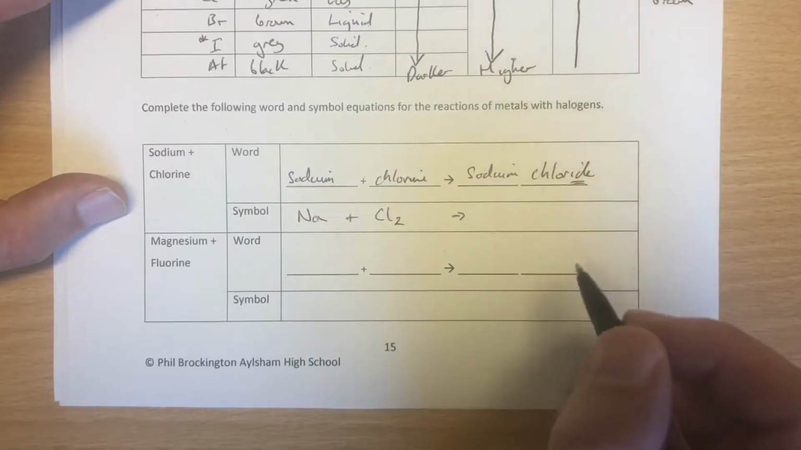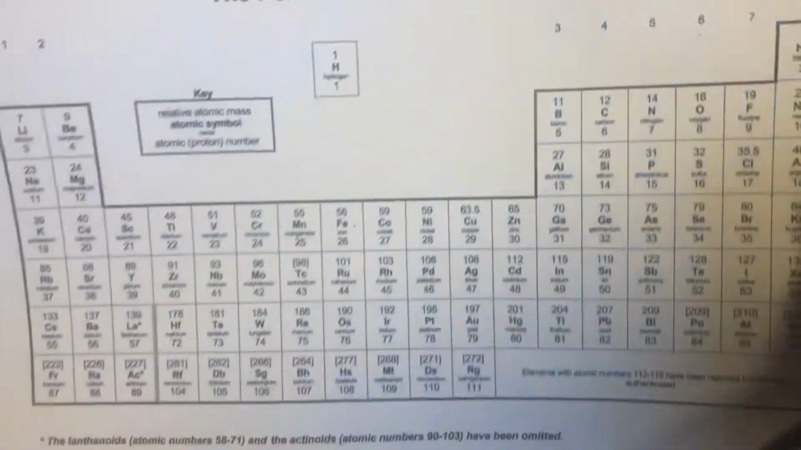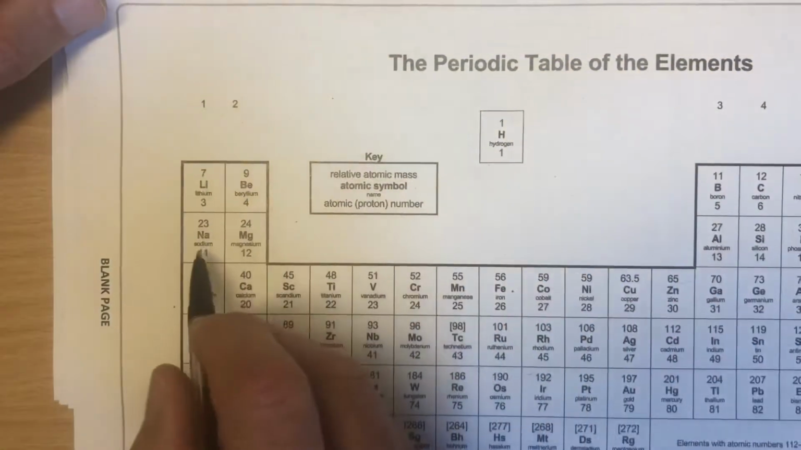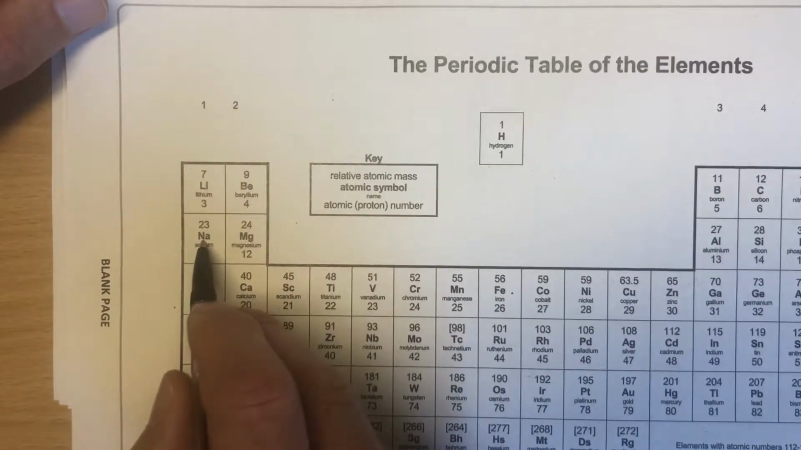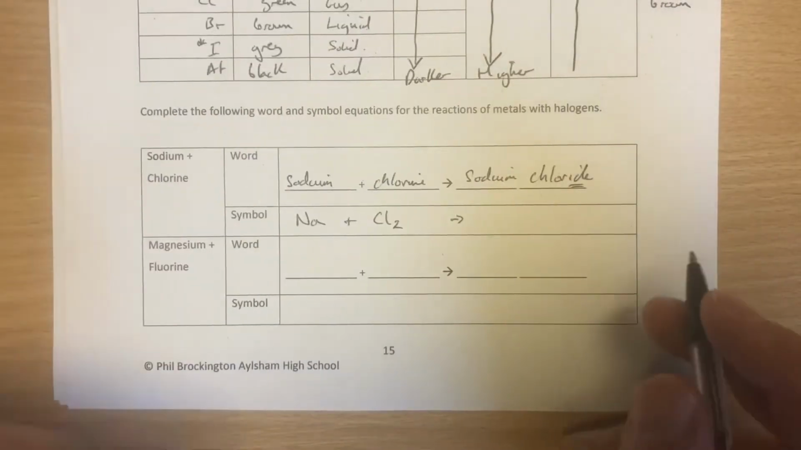Formula of sodium chloride, you can't just make this up. Remember, you have to look at the periodic table to find out where these elements are. Sodium is in group 1, therefore it forms a 1+ ion. Chlorine in group 7 forms a 1- ion.